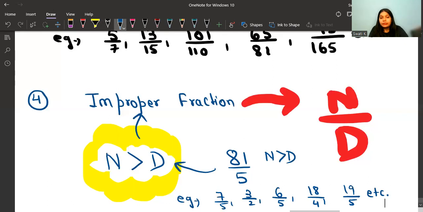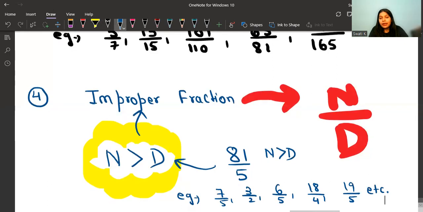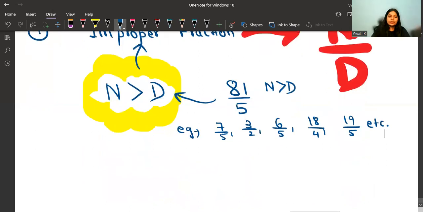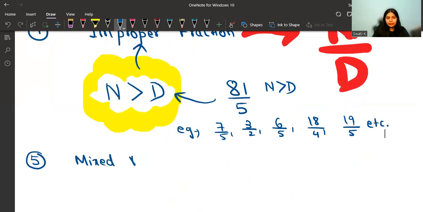Now, with the improper fraction, there is another fraction that is related, and that is called mixed fraction. Why is it related to improper? You will understand it soon. First of all, let me tell you what a mixed fraction is. A mixed fraction is a fraction where we write down the whole part and the fractional part together. For example, I'll be taking one improper fraction, for example, 3 by 2.